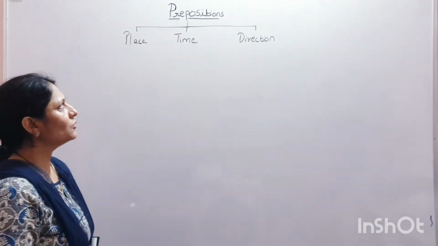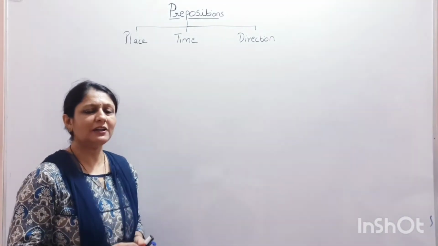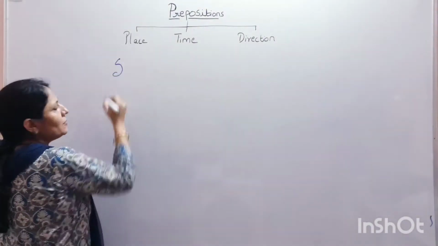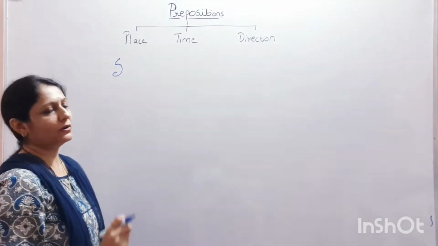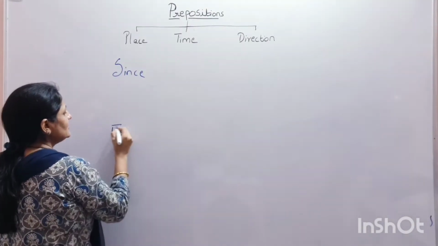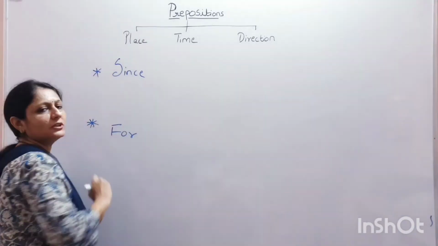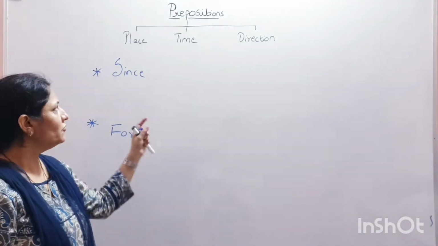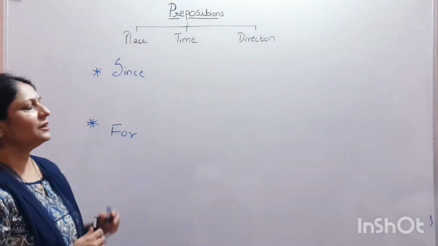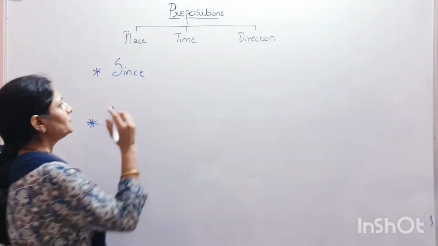Once again, we are going to start with the preposition of time but with a twist. You might have heard a very important preposition which normally people use wrong. They are a set of prepositions known as since and for. They are one of the most important prepositions of English which people do not use correctly. So now I am going to tell you when do we use preposition since.